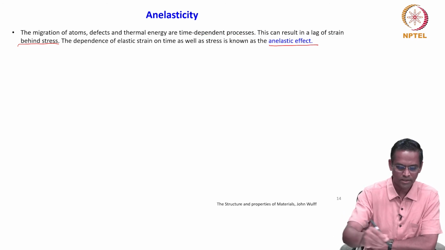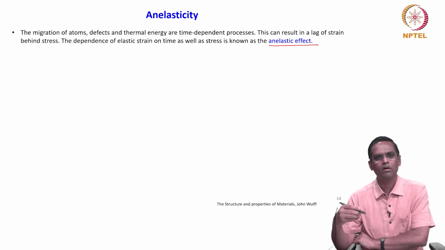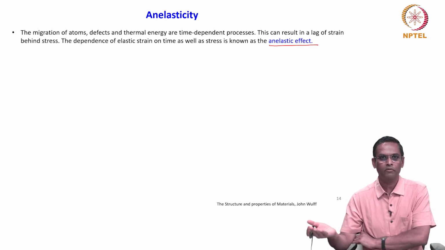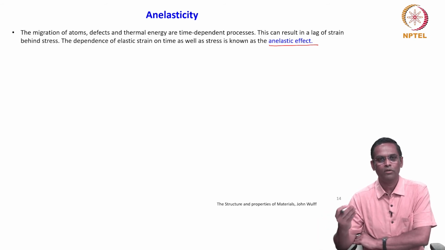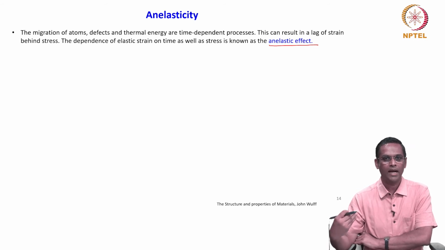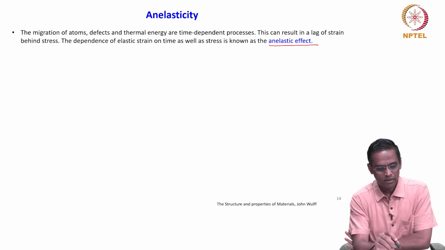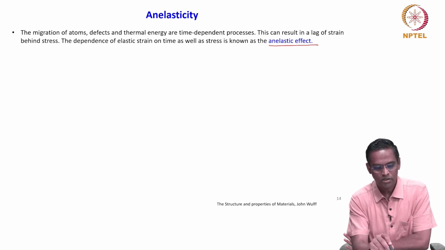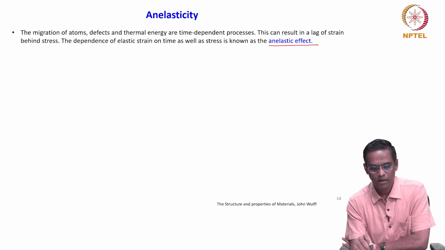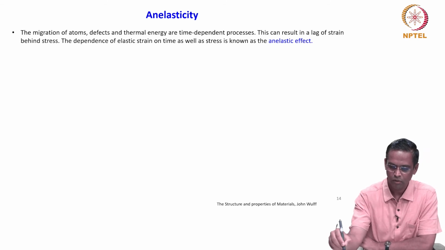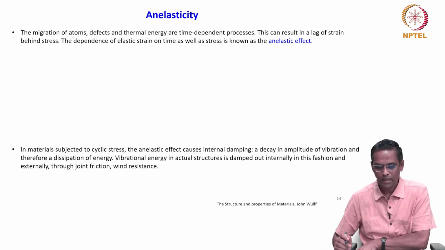So, we are now going to discuss a lot of physical events which you may know already, but we would not have connected to this concept quite often. We are going to look at all those physical events and then connect them with the anelastic property. Okay. So, the definition is the dependence of elastic strain on time as well as the stress is known as anelastic effect. So, we are going to look at some physical events of the anelastic effect.